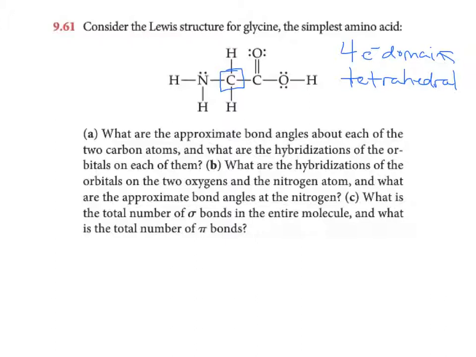So if you are tetrahedral shape, what are your approximate bond angles? And this is something you just kind of have to memorize. Yeah, they're going to be around 109.5 degree bond angles, okay?